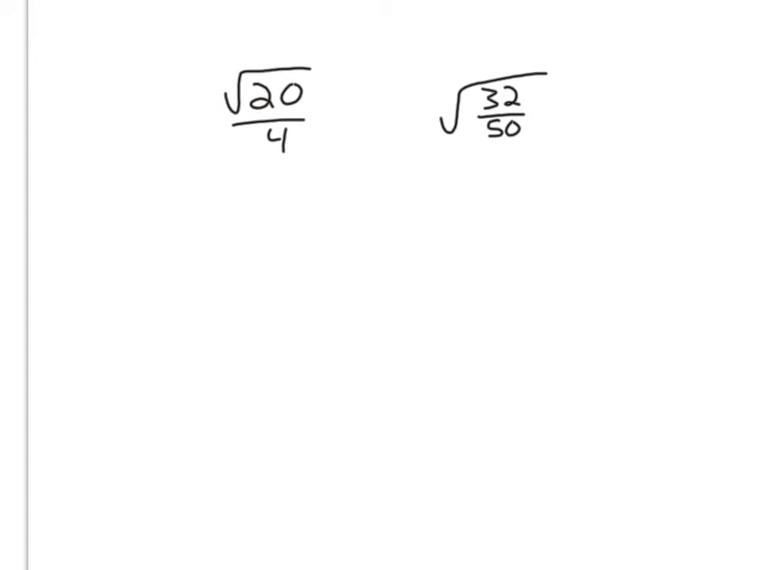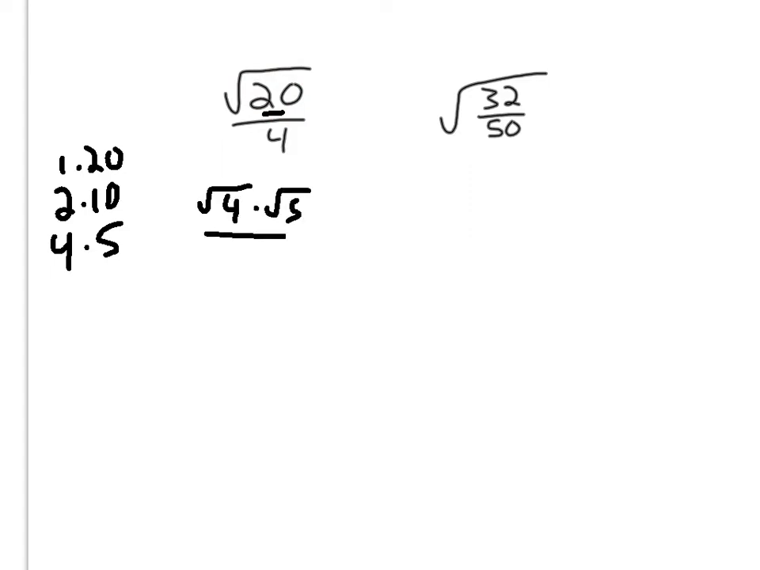Well, 20, we have to figure out, are there any perfect square factors that go into 20? So for example, 1 times 20, no perfect square factors. 2 times 10, still no perfect square factors. 4 times 5, aha, we got one. 4 is a perfect square factor. So I'm going to break the square root of 20 apart into the square root of 4 times the square root of 5 all over 4.